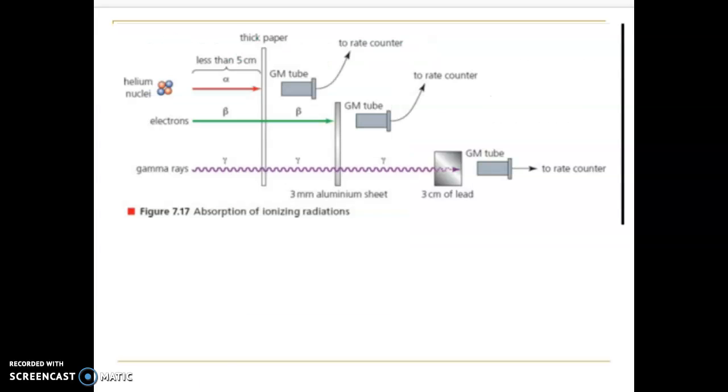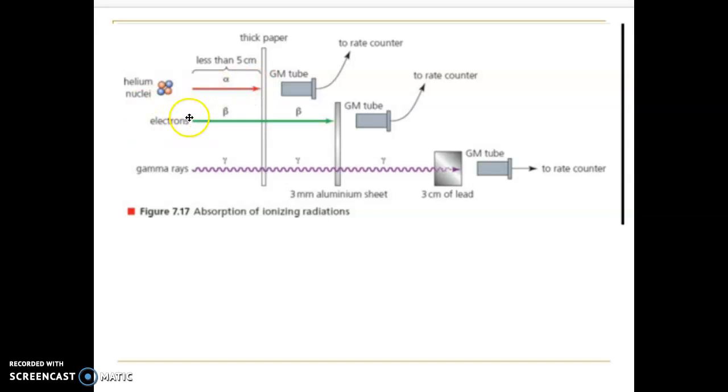I apologise for that clumsy editing, but there you saw 3 experiments looking at the 3 different emissions, and it's quite interesting because there's a combination of factors at play. The first one is the mass. Helium has the largest mass, and so it's the easiest to stop, right?